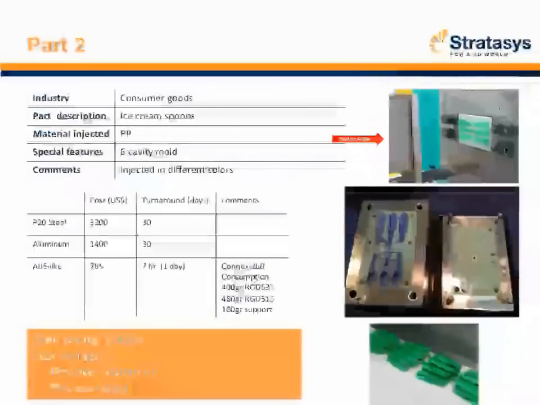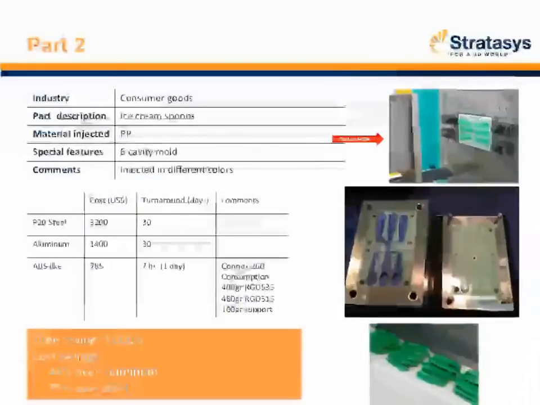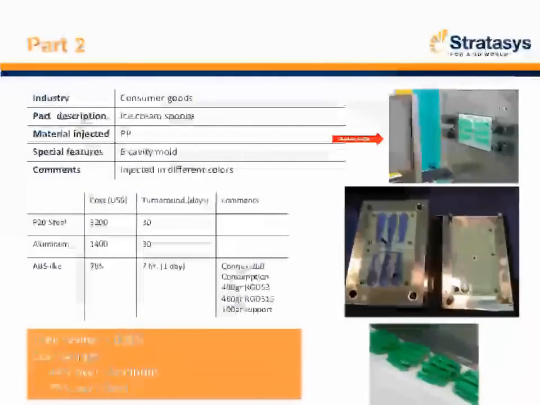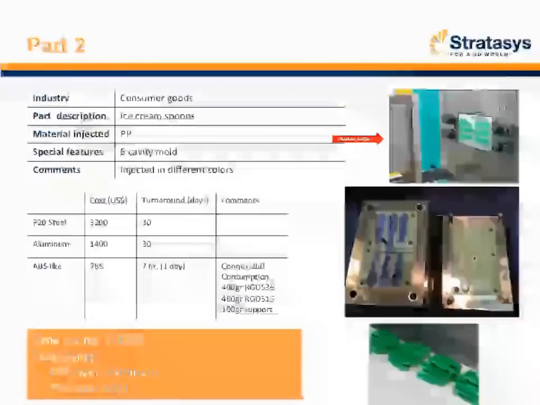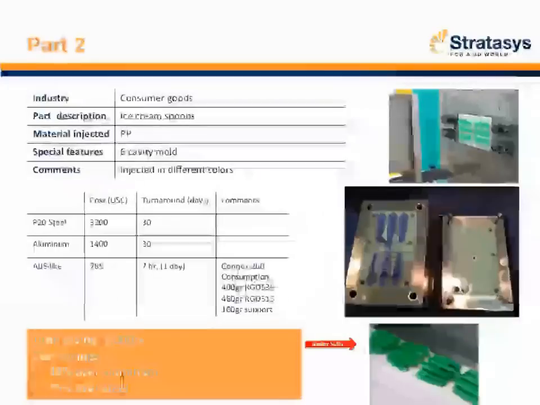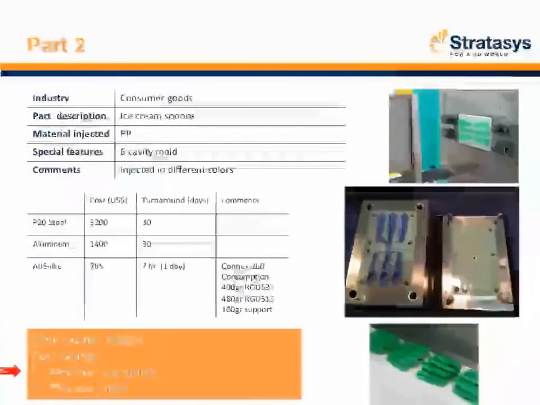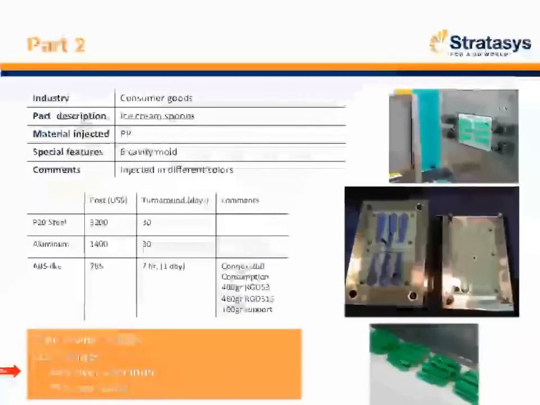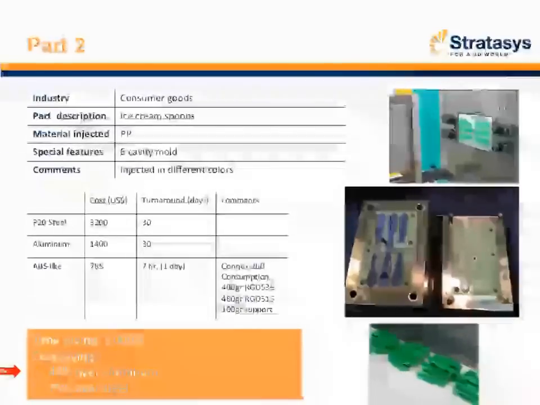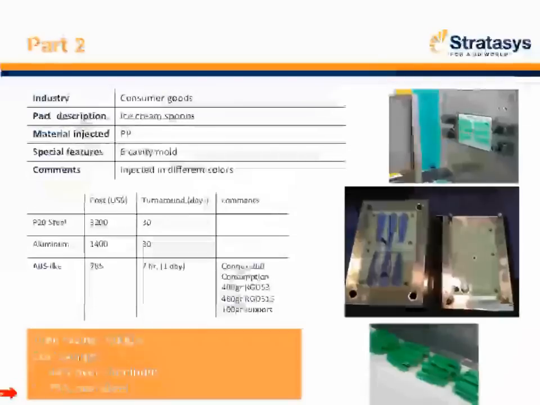In this part, you can get a relatively high number of parts from the mold because the material here is polypropylene. It's quite easy to inject, and very easily we got around 600 parts from the mold with no visible degradation of the mold. You can see the time saving and cost saving here, which is substantial. The time saving here was 3,000%, and the cost saving was 44% over aluminum and 75% over steel.